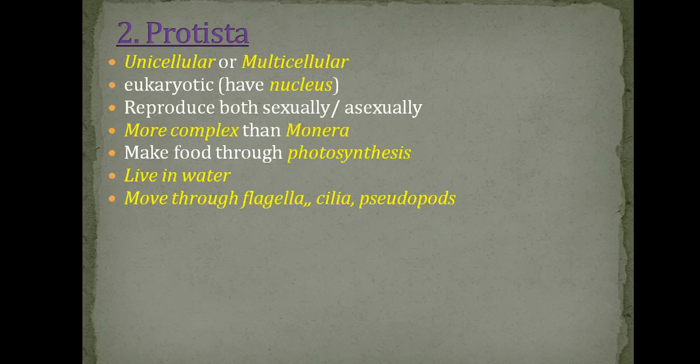Next is the kingdom Protista. Protista can be both unicellular and multicellular. They are eukaryotic, meaning they have a nucleus. Some move around and act like animals, while others perform photosynthesis like plants. All protists are aquatic, and they are more complex than Monera. Protists have tails like cilia, flagella, or pseudopods that help them move.